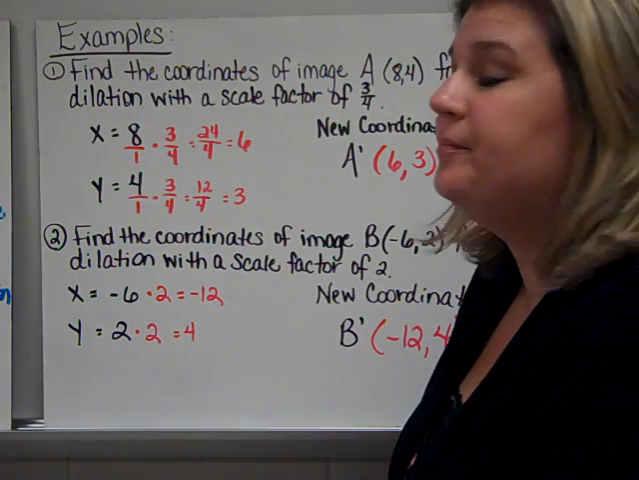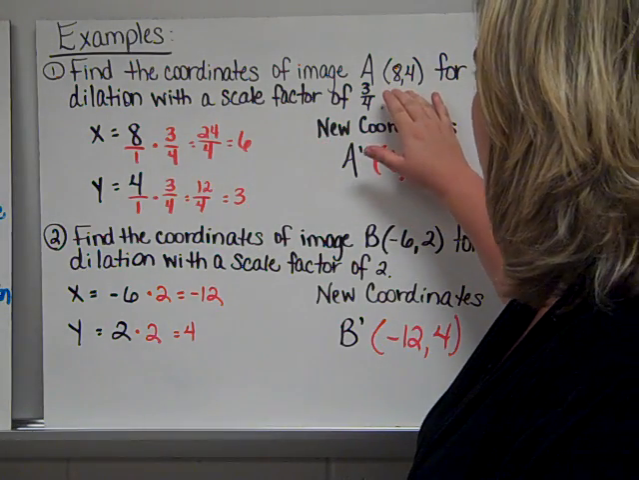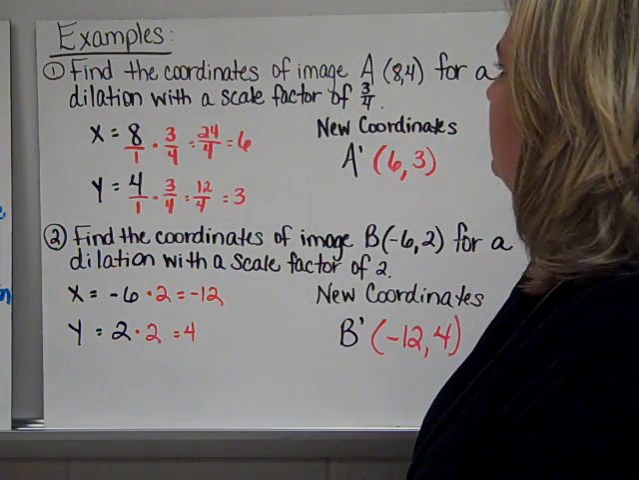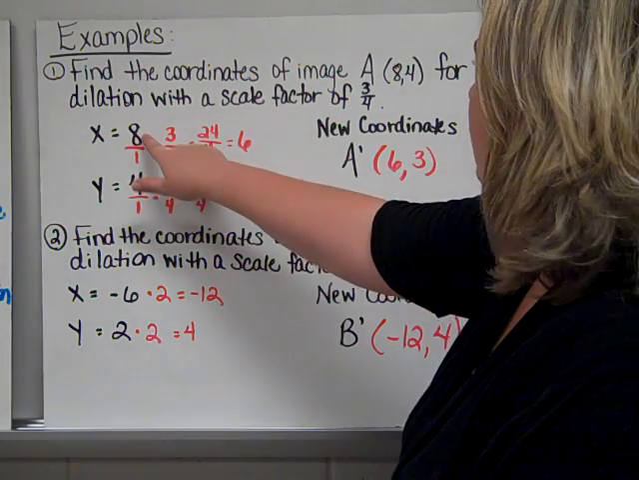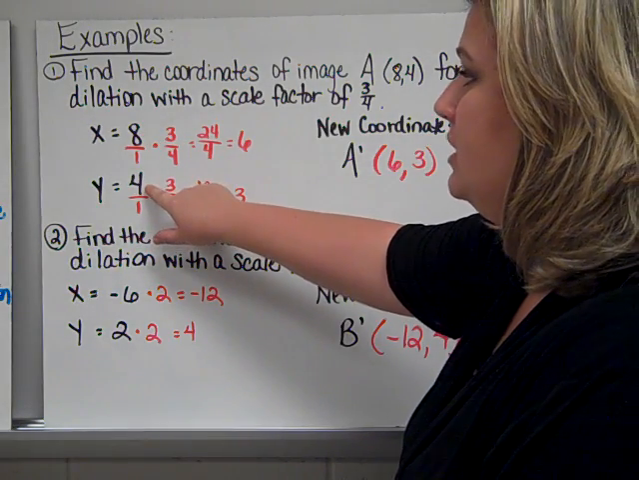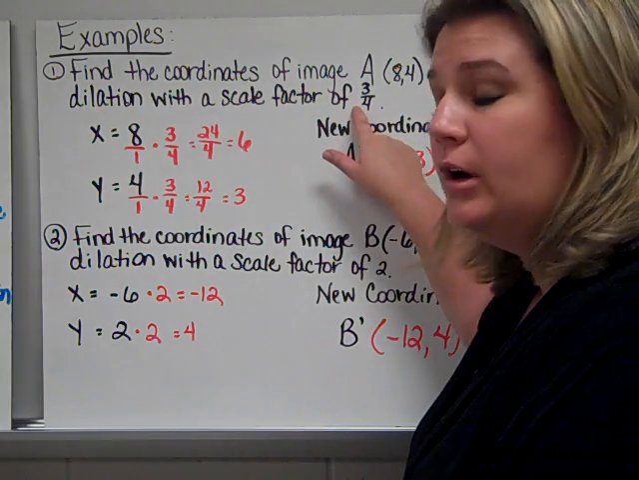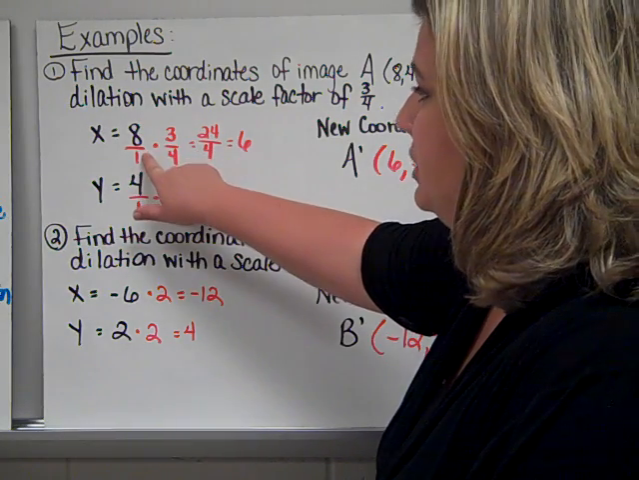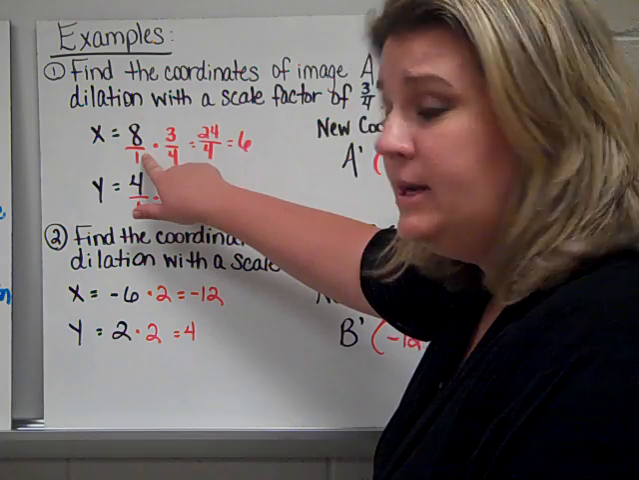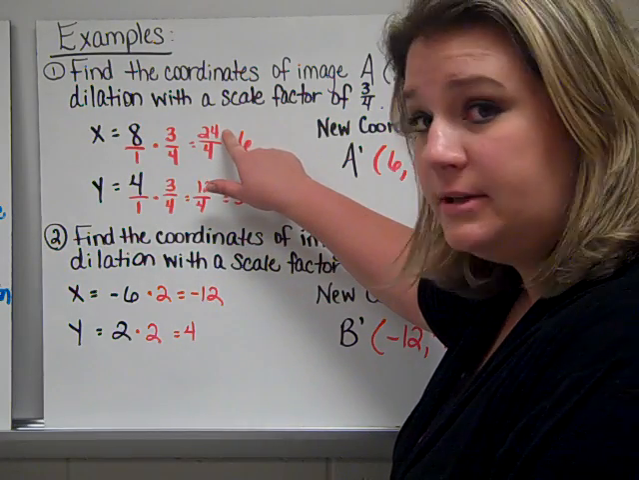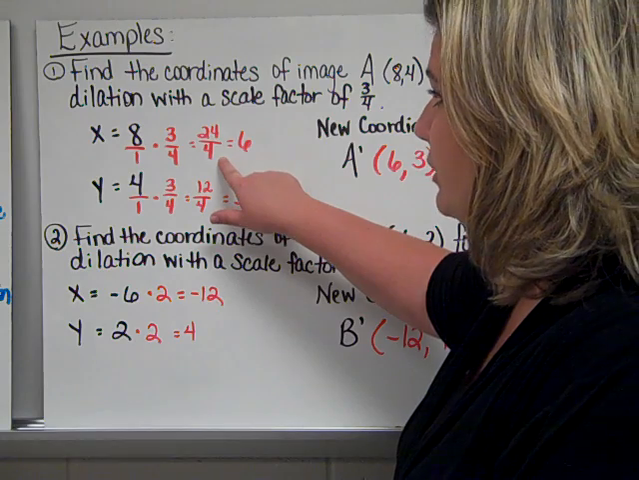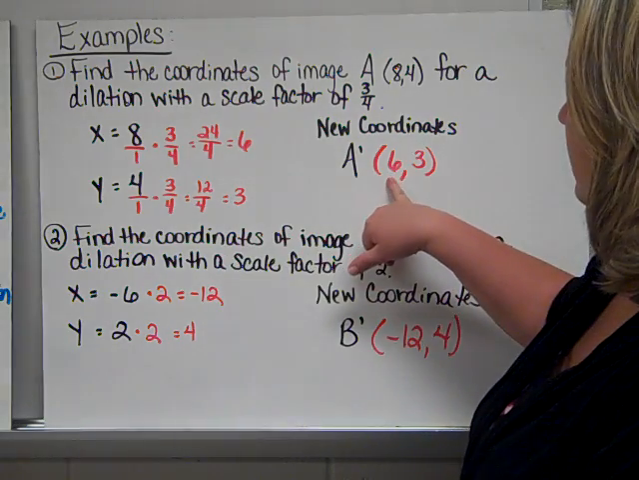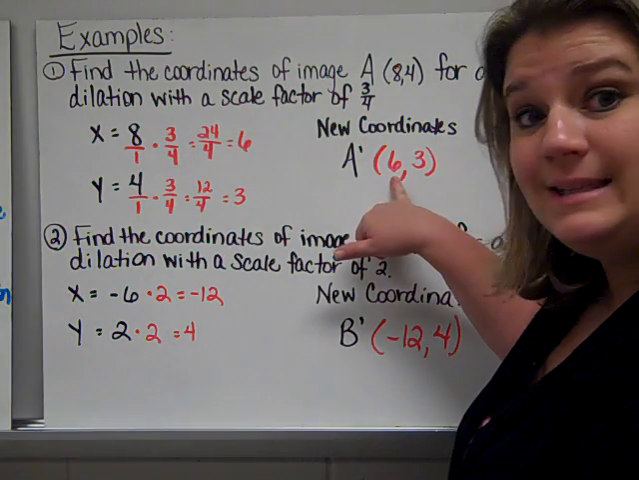So let's look at an example. Find the coordinates of image A for a dilation of a scale factor of 3/4. Okay? So my x coordinate is 8 and my y coordinate is 4. We've got to make sure that we multiply the scale factor by both coordinates. Even though 3/4 is a fraction, we're going to turn our whole number into a fraction, so you put a 1 in the denominator. Remember, you multiply straight across. Okay? So that would give us 24 over 4, and that simplifies to 6. So my new x coordinate, dilated by 3/4, is now 6.